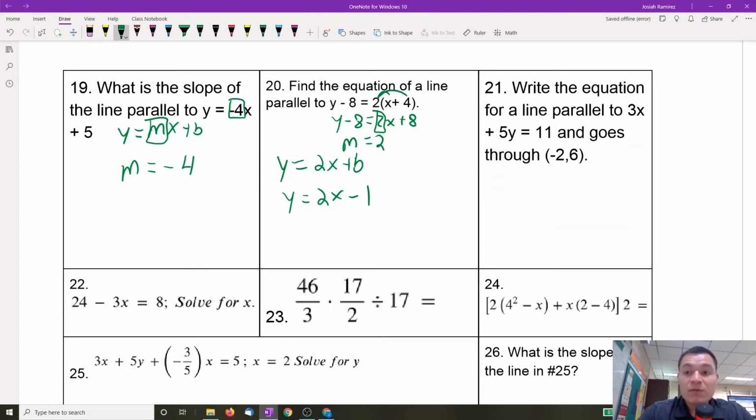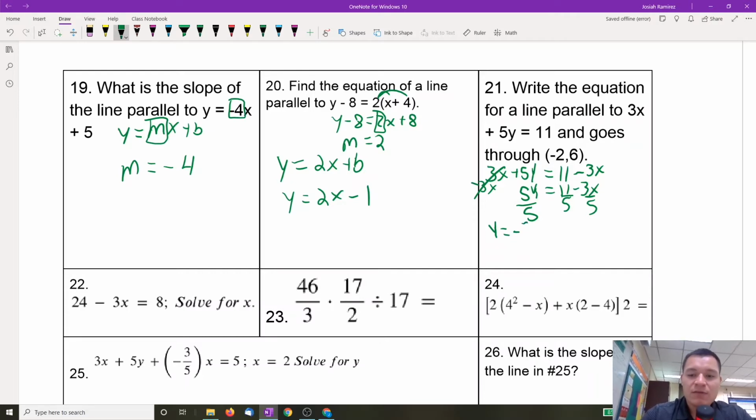And number 21, we have write the equation for the line parallel to 3x plus 5y equals 11. Let me just write that, so that way we can start solving for this in slope-intercept form. I'll keep the y where it's at, and I'm going to subtract 3x from both sides. Now I'm going to divide by 5 to each number. That way we get y is equal to negative 3/5 x.